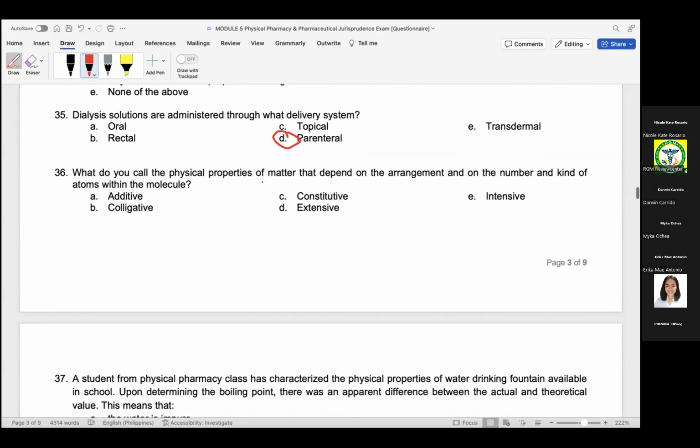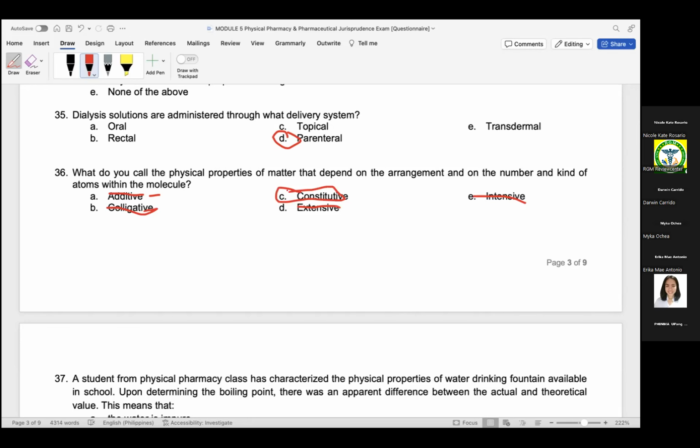Next, number 36. What do you call the physical properties of matter that depend on the arrangement and on the number and kind of atoms within the molecule? Additive is parang extensive property. So, depende to sa quantity. So, that the answer. Extensive is also not the answer. Intensive, independent of the quantity, not the answer. Colligative, nakadepende sa number ng particles. So, letter C, constitutive. Anong mga example ng constitutive?